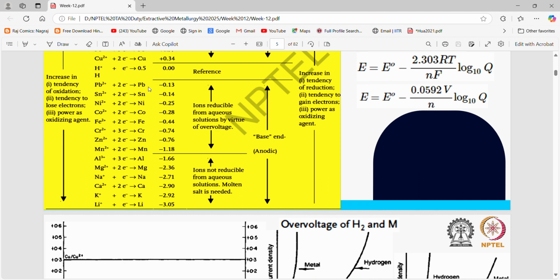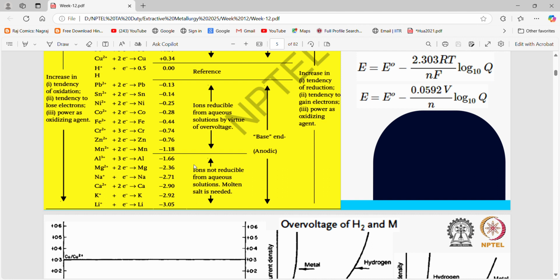Then from lead to manganese, these ions are reducible from aqueous solution by virtue of overvoltage, or we can say by providing some other elements having higher electronegativity inside the solution, which can precipitate these ions from the solutions. Then from Al to Li, which have an electronegative potential in the range of minus 1.66 to minus 3.05, these ions cannot be reduced from aqueous solutions by any means possible.